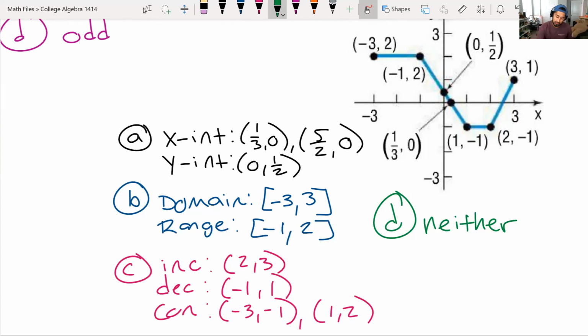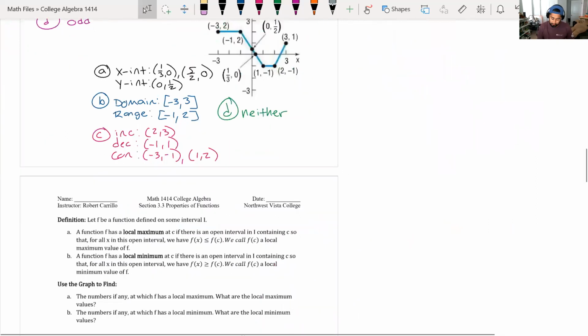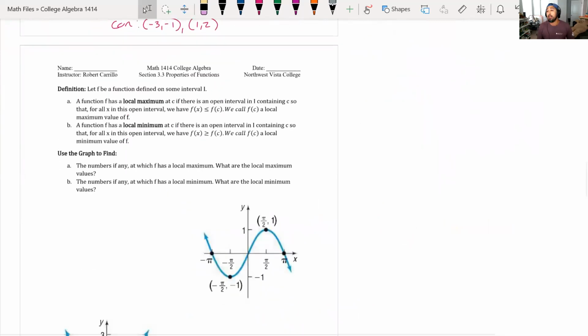All right. So that's intervals of increase and decrease and constant. Everything else we've known now. Domain, range. Now we know symmetry, even or odd. Lovely. Okay. Next is a definition on a local maximum and local minimum.